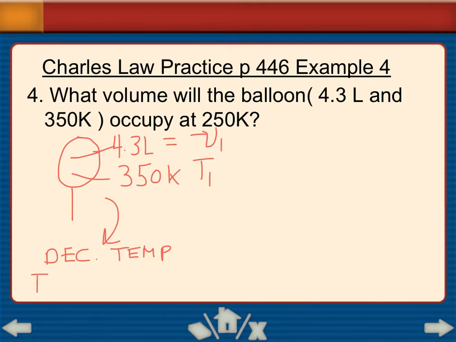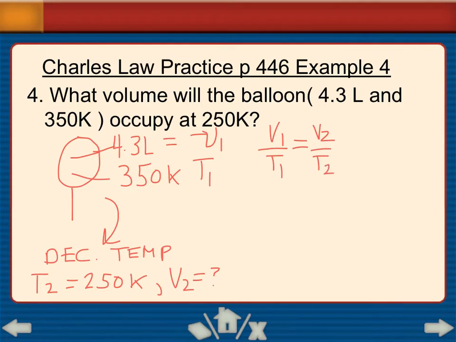We will do Charles's law again. The new temperature is 250 Kelvin, which is 100 Kelvin less than the original temperature. We are looking for V2, the new volume. So we set up Charles's law as before. V1 over T1 equals V2 over T2. We will solve for V2. V2 equals V1 times T2 over T1.